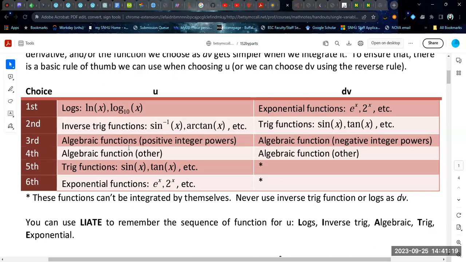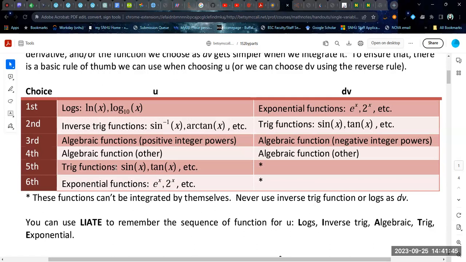The powers will go down and eventually will disappear completely if you have whole number positive powers. But if you have fractional powers or if you have negative powers, then that's not necessarily going to happen. So they will change, but they won't necessarily get easier. And then finally, the trig and the exponential functions.